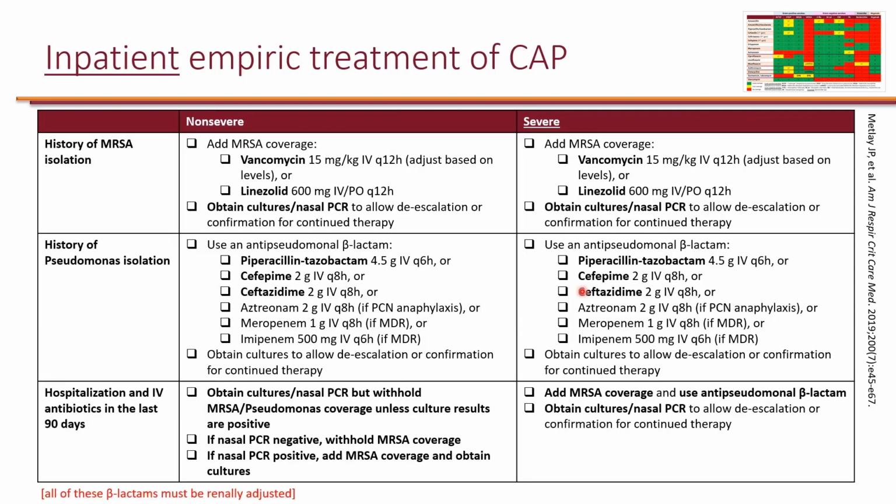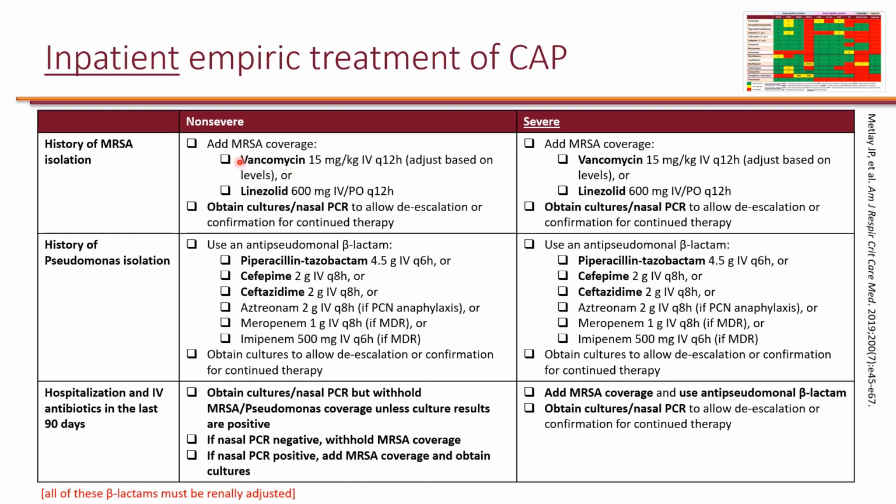For those patients who have risk factors for MRSA or Pseudomonas, here are the recommendations. If someone actually had a history of MRSA isolation, either from a past sputum culture or from a blood culture, then the guidelines recommend that regardless of whether it's non-severe or severe, you add MRSA coverage. The two options that we have are IV vancomycin or linezolid, either IV or PO. You do not want to use PO vancomycin because it's not absorbed, so it will not be useful. But IV vancomycin is an excellent option.